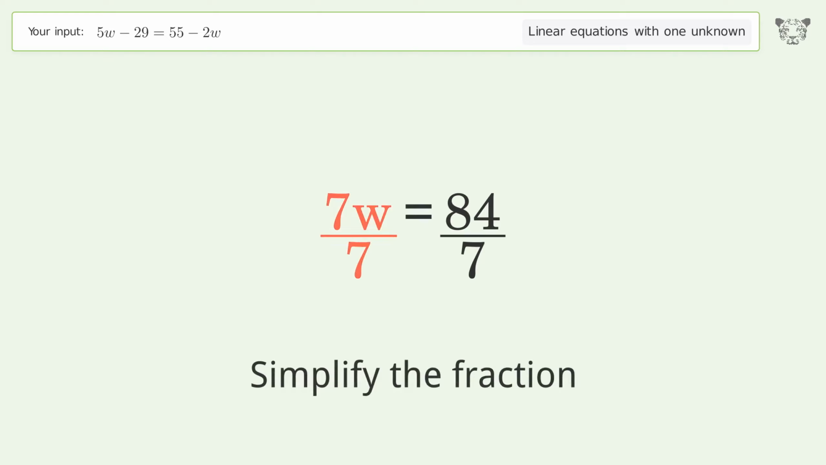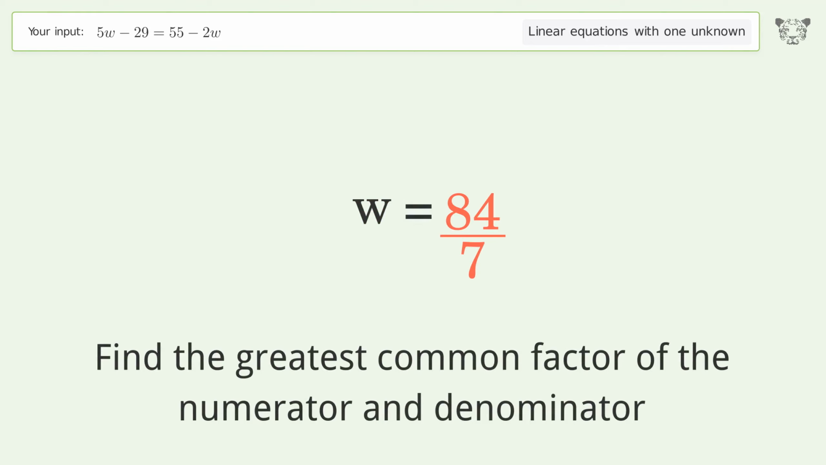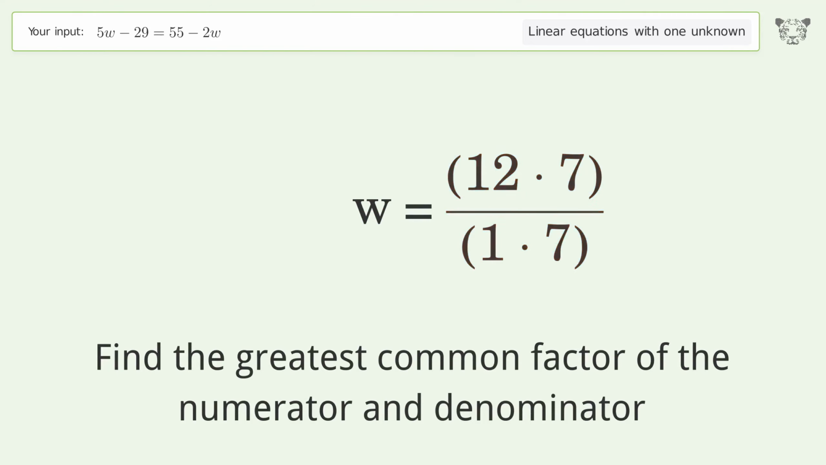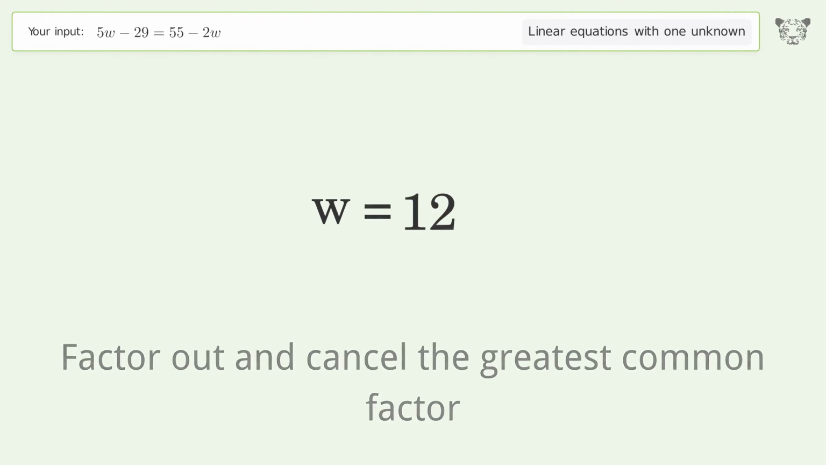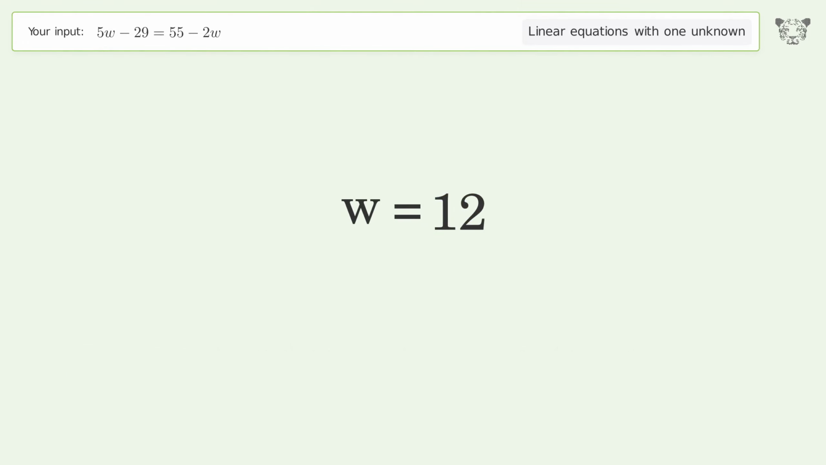Simplify the fraction. Find the greatest common factor of the numerator and denominator. Factor out and cancel the greatest common factor. And so the final result is w equals 12.